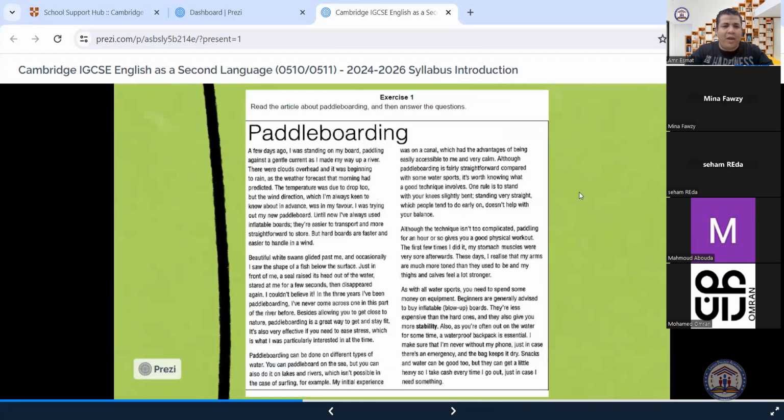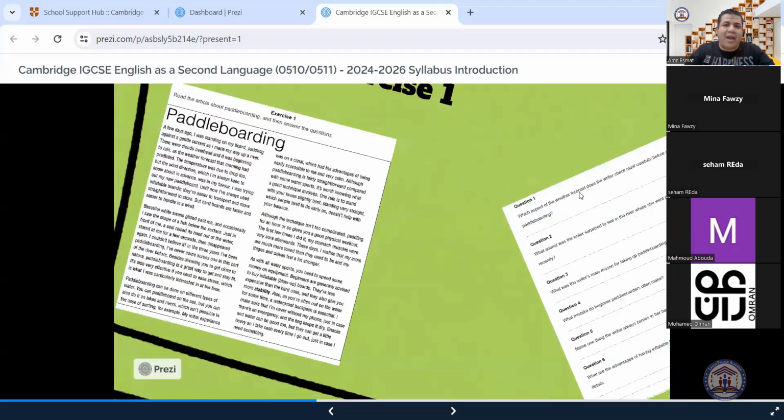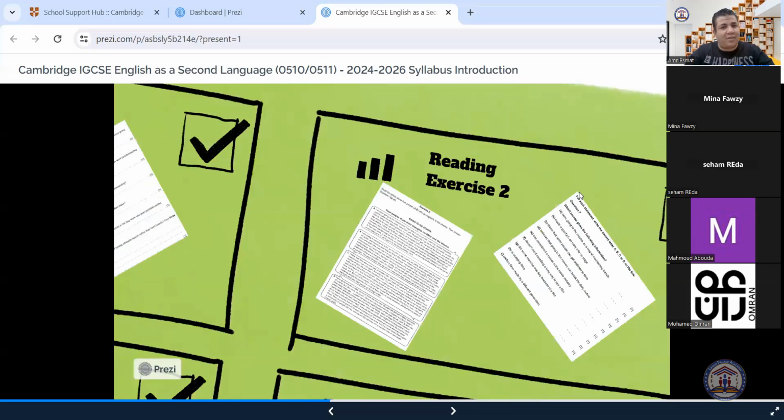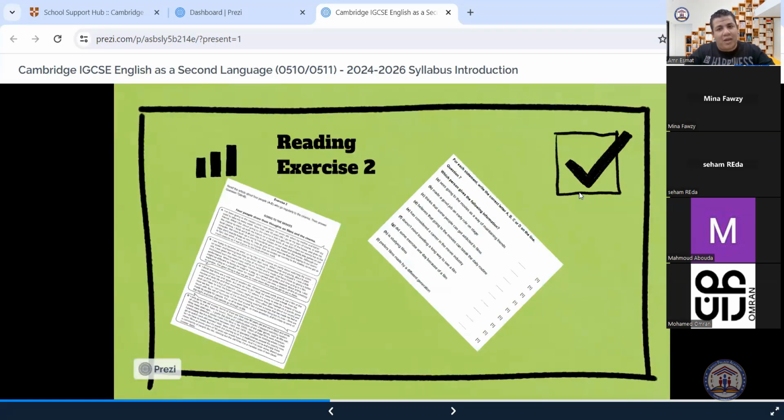As I said before, it's a reading comprehension. So you have a reading passage and you have like 6 questions. Each question from the first 5 is out of 1 mark, but the last one is out of 3 marks, because always the examiner asks the student to write 3 details, 3 reasons, 3 components, 3 whatever. So it's out of 8. This is exercise 1. What about exercise 2?